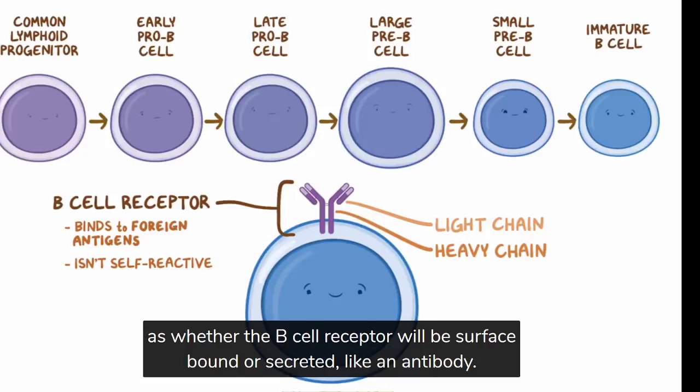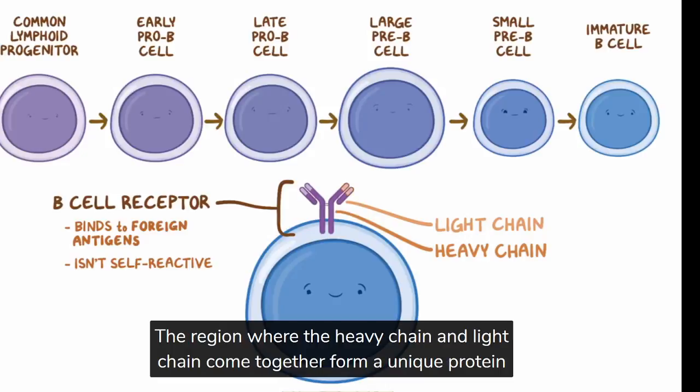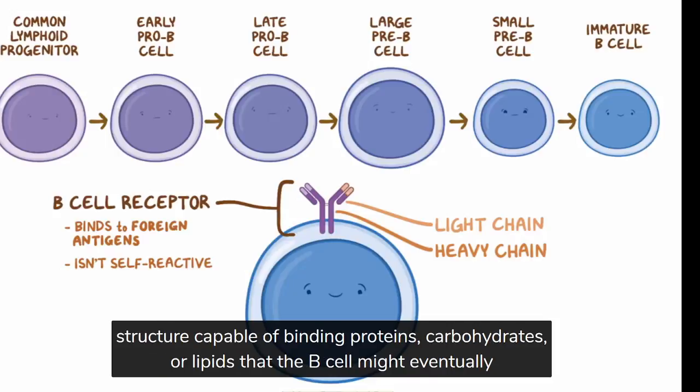The region where the heavy chain and light chain together form a unique protein structure capable of binding proteins, carbohydrates, or lipids that the B cell might eventually encounter. And this is called the antigen binding site.